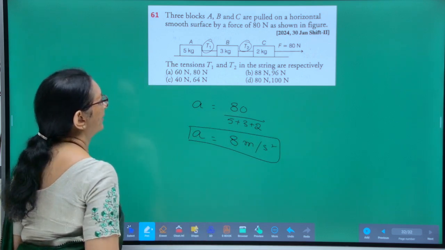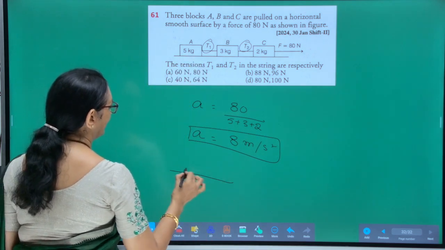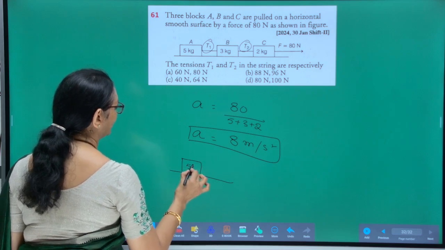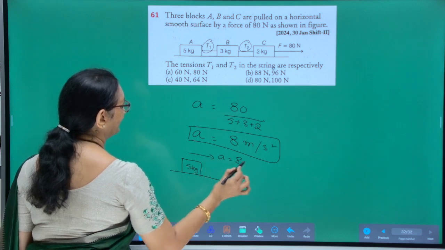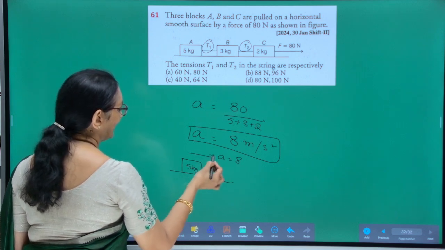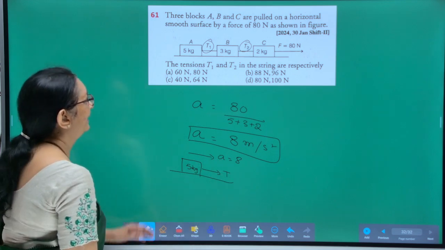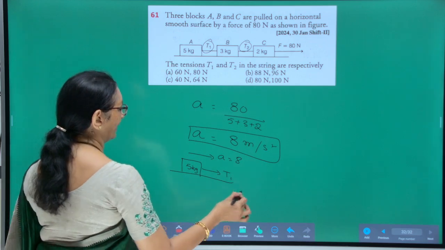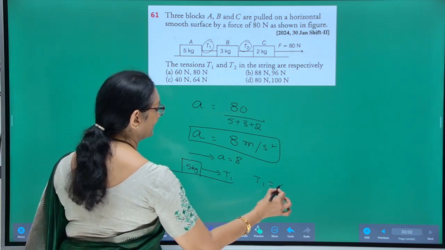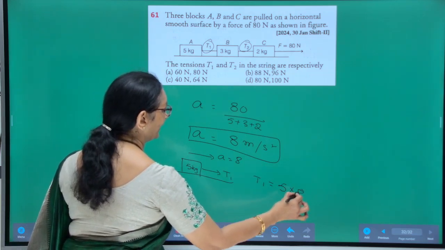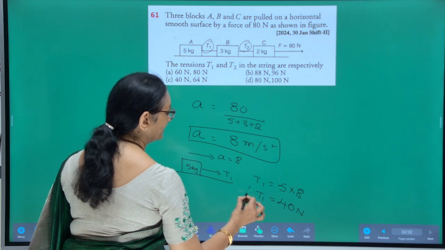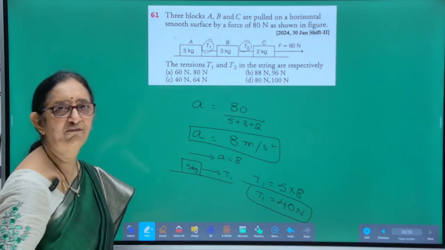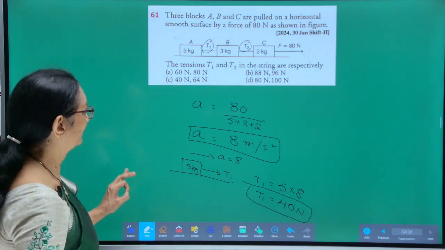Just if you draw the free body diagram here, this is a 5 kg. An acceleration produced is 8 meter per second square. That acceleration is created by the tension in the rope T1. So T1 is equal to m into a, that is 5 into 8, or 40 Newton. So T1 is equal to 40 Newton, right.